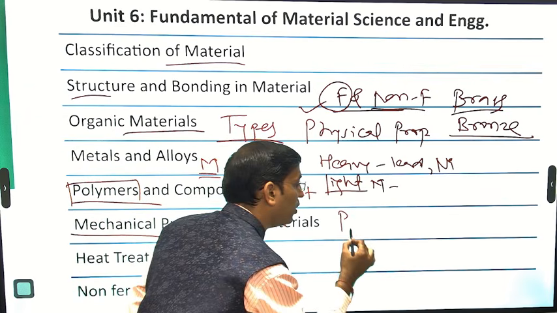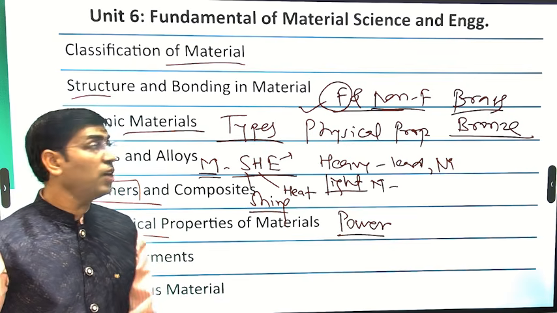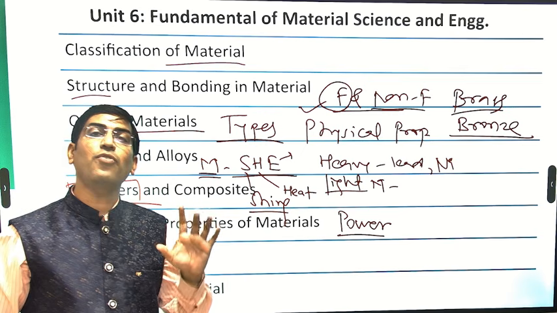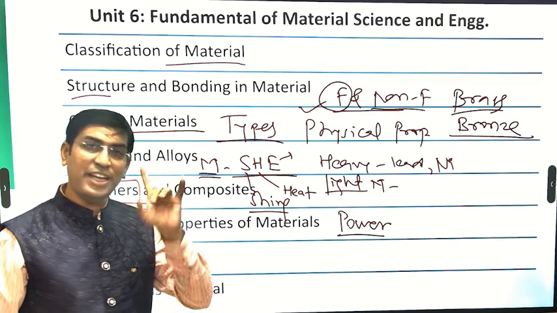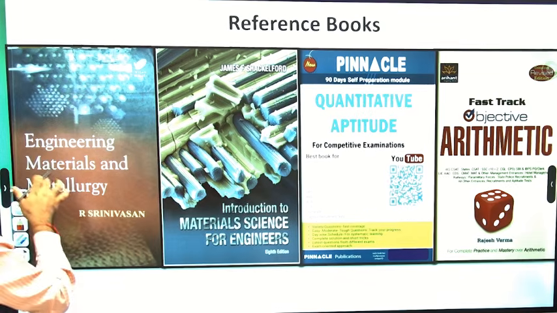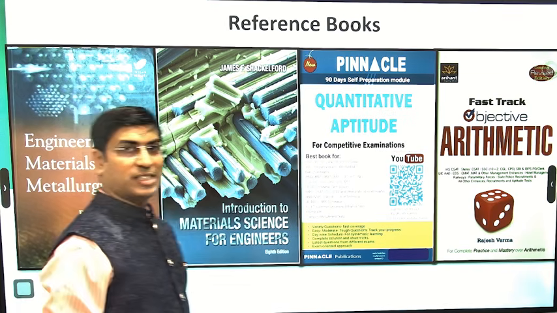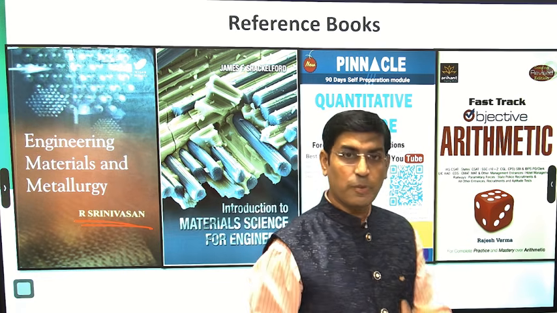So from the point of their efficiency power, last year 1 to 2 questions are specifically on the particular domain of material science and engineering point of view. Fine, so let's move on. Some of the key important books, I will prefer this one. R. Srinivasan is the best book for the material science point of view.